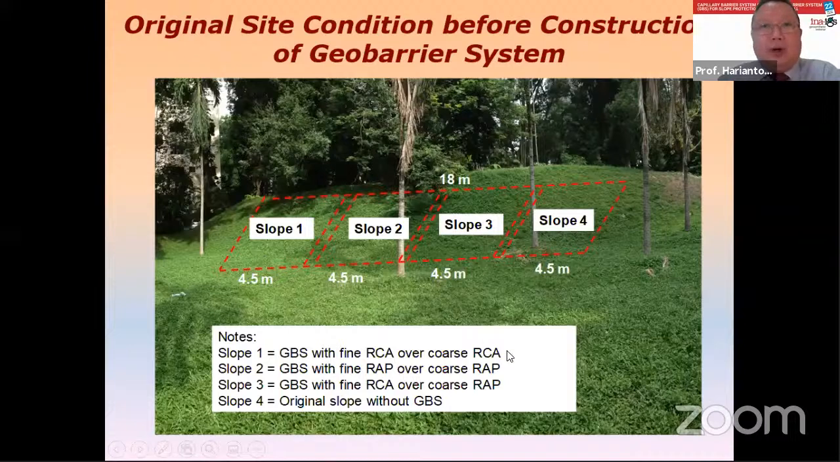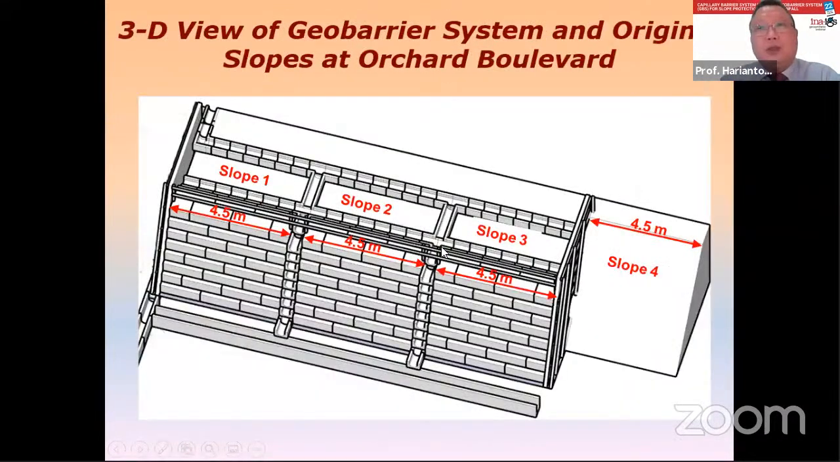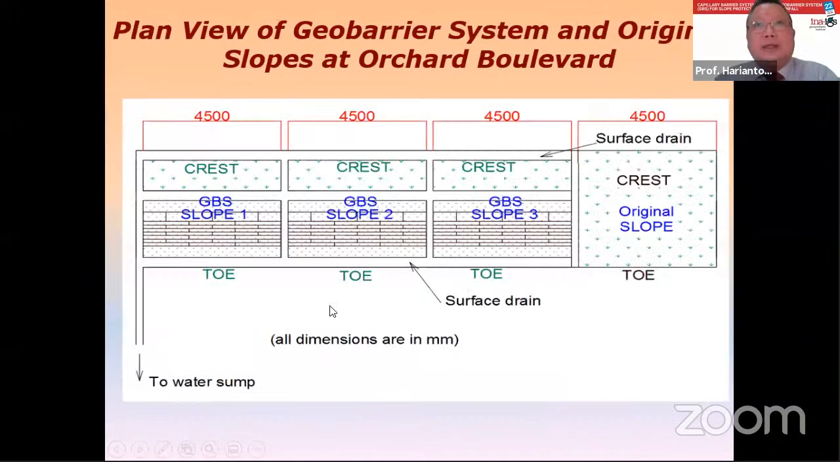Slopes 1, 2, 3, and 4. We are using fine recycled concrete aggregate over coarse recycled concrete, fine recycled asphalt over coarse recycled asphalt, and here is fine recycled concrete over coarse recycled asphalt. And this is the original slope. Remember, this original slope is at a low angle, 56 degrees. But this one here, we're going to make steep, as a retaining structure, to 70 degrees. So that is your slope 4, and slopes 1, 2, 3 are different combinations. If you look through from the crest, this is the view.